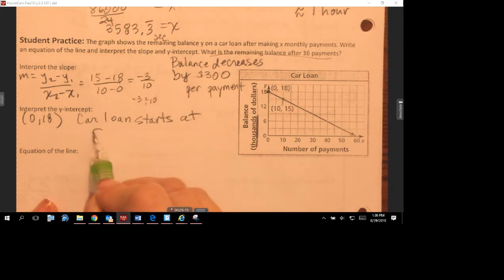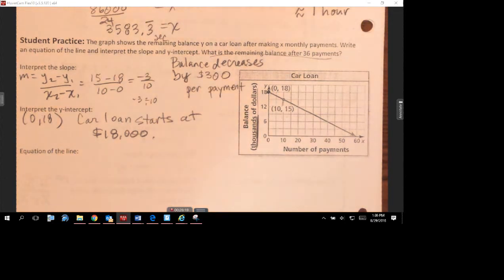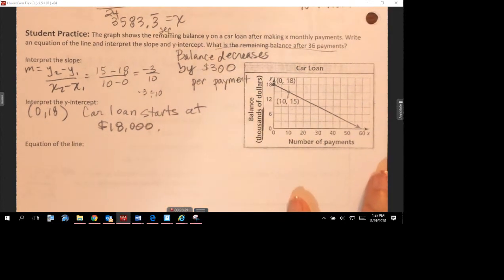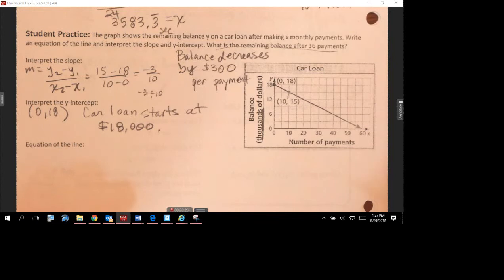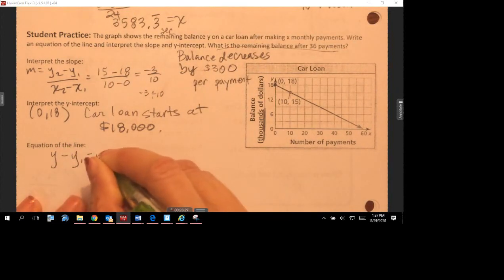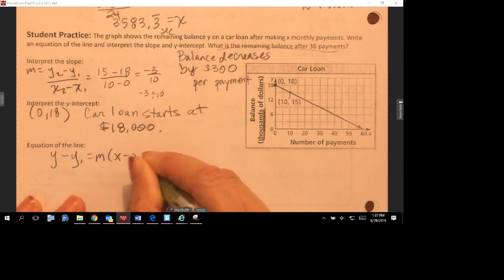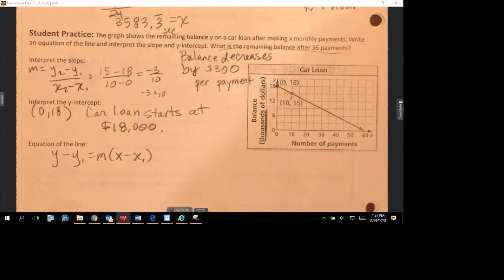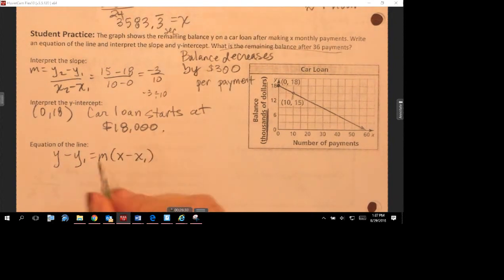Starts at $18,000. Then we have to write the equation of the line. So we're going to use point slope form. y minus y1 equals m times x minus x1. We know our slope is -3/10.